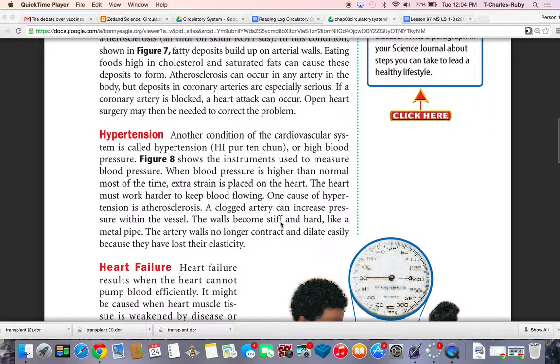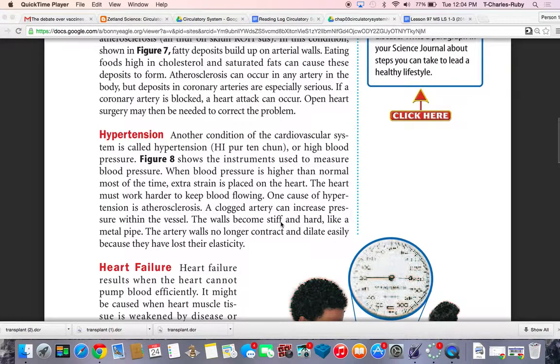Hypertension. Another condition of the cardiovascular system is called hypertension, or high blood pressure. Figure 8 shows instruments used to measure blood pressure. When blood pressure is higher than normal most of the time, extra strain is placed on the heart. The heart must work harder to keep blood flowing.